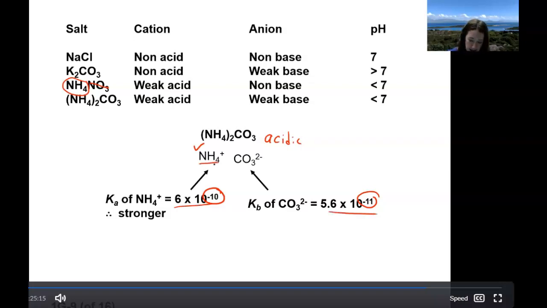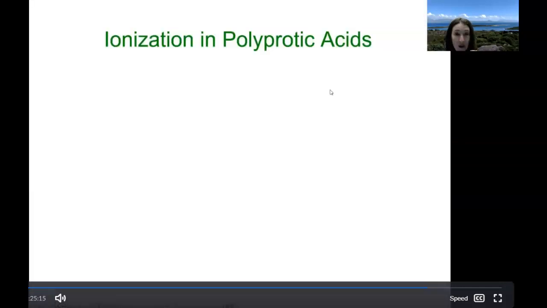Now remember, because this is an acid, you've got to use its Ka. Because this is a base, you've got to use its Kb. Okay, so just need to make sure you're using the correct one. Okay, so those are kind of fun. We're going to be doing a lot of those in your homework.